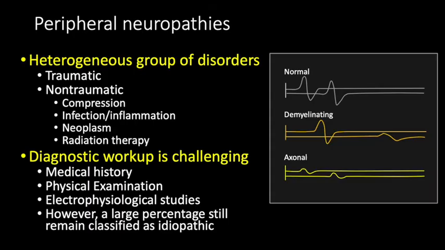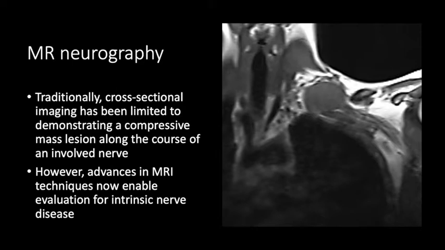So let's first begin with a little bit of background about MR neurography. Peripheral neuropathies are a very heterogeneous group of disorders. They can be traumatic, they can be non-traumatic, and in the non-traumatic category, there are many different etiologies. It is very difficult to work these up, especially because the EMG findings are relatively non-specific, and even after extensive workup, many of these patients still carry a diagnosis of idiopathic peripheral neuropathy. MR neurography was brought as a solution to try to delineate what was behind many of these, quote, idiopathic cases.